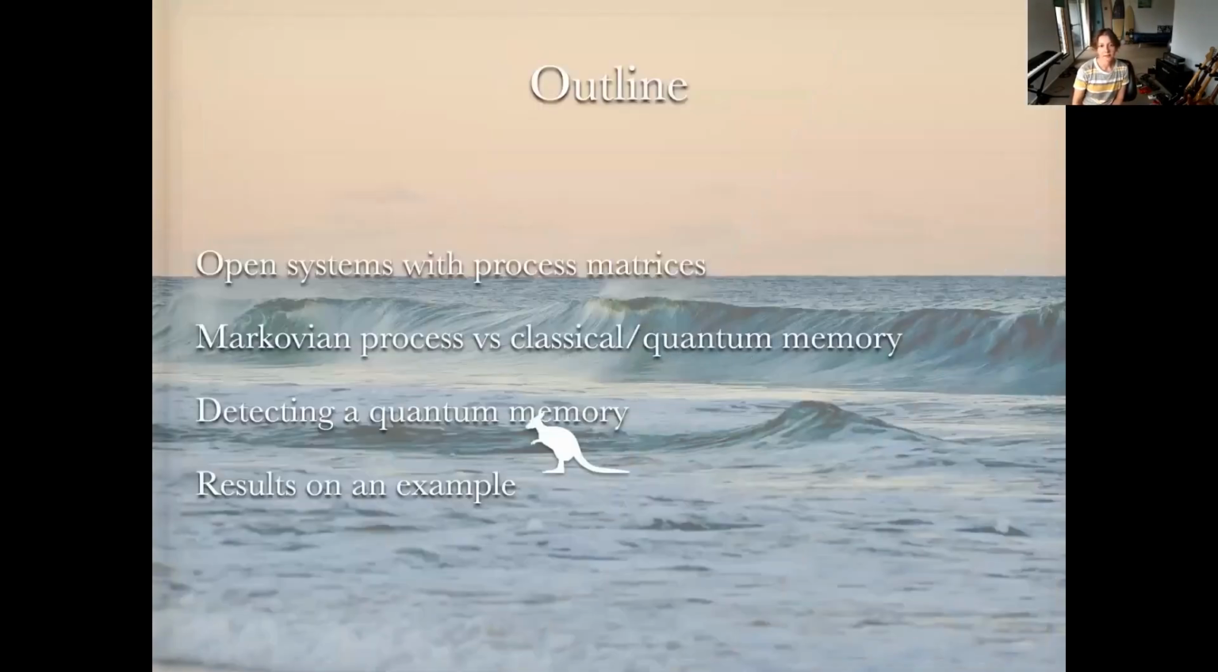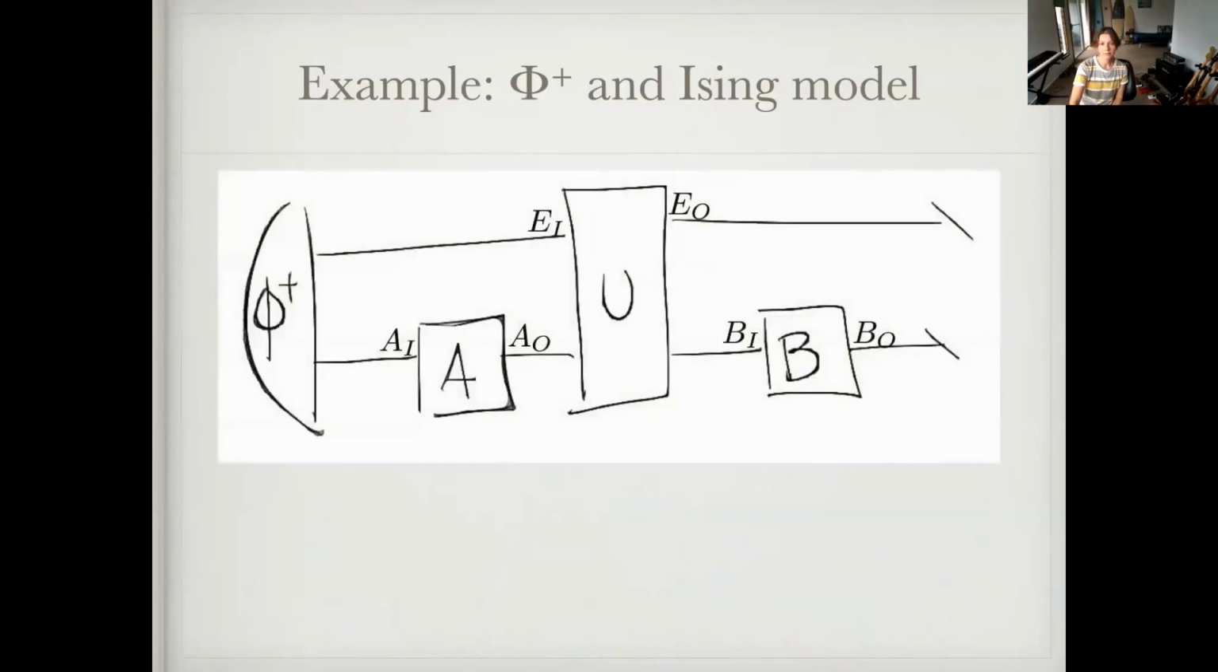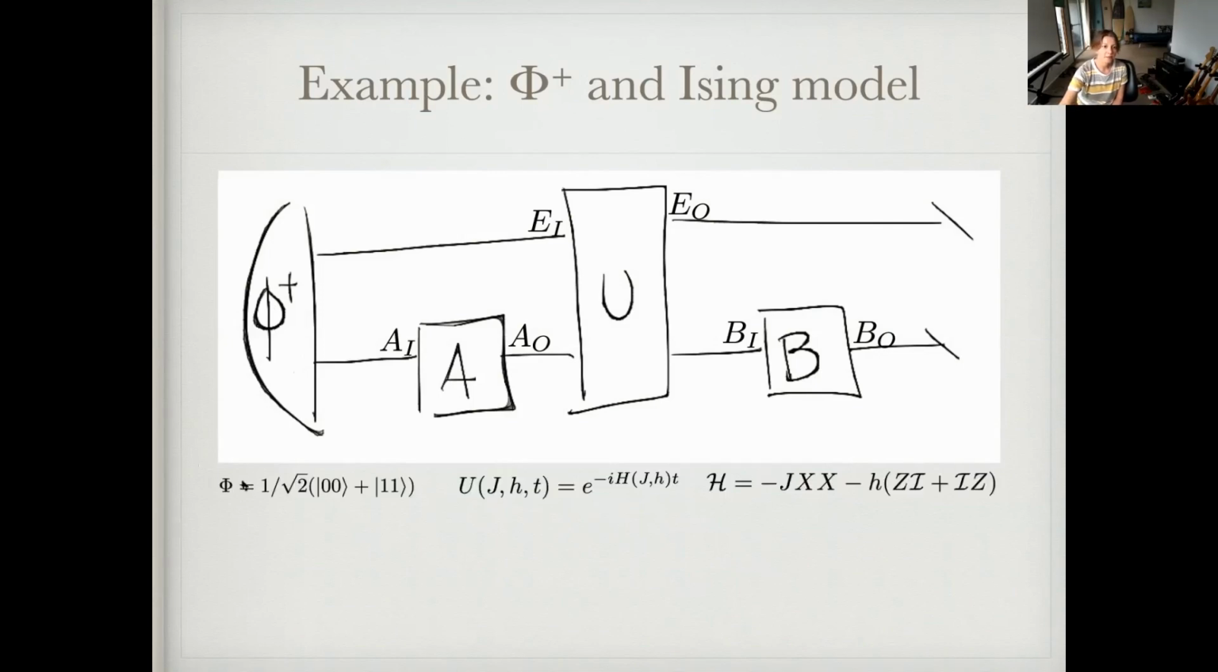All right, now let me tell you some example where we apply this method and what are the results we got. So the example that we have is just a small process where above is the environment and here is the system, and you have that environment and system prepared in the maximally entangled state. Here should be phi plus, and this is the state.